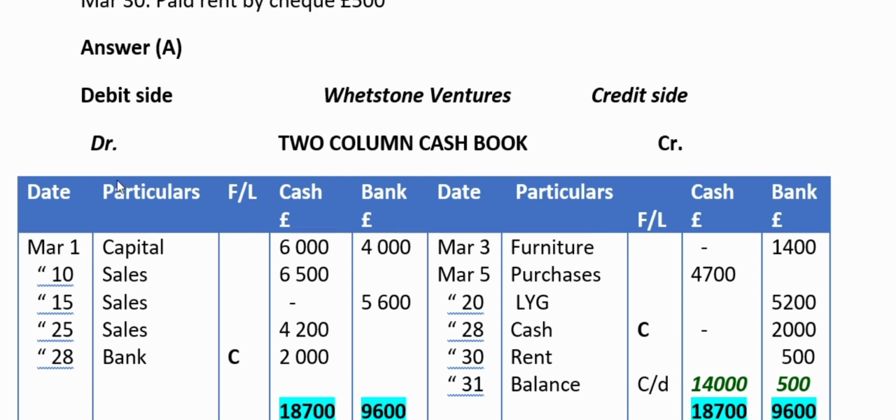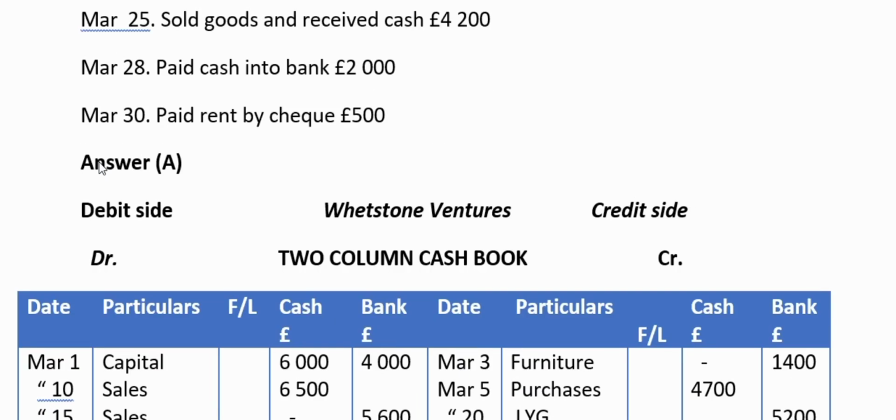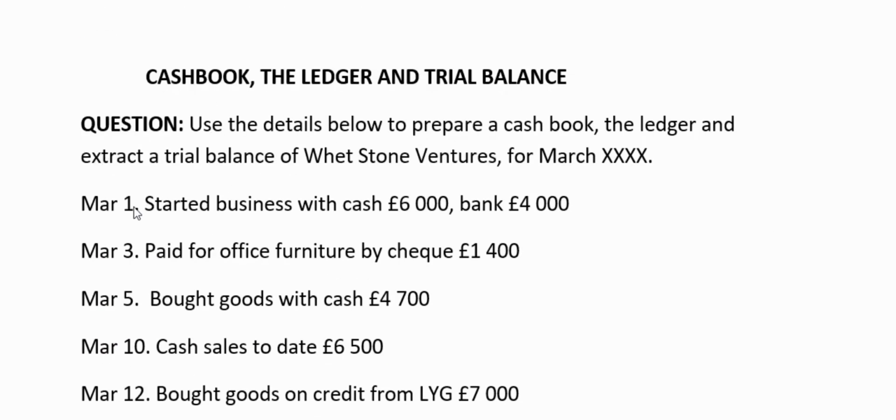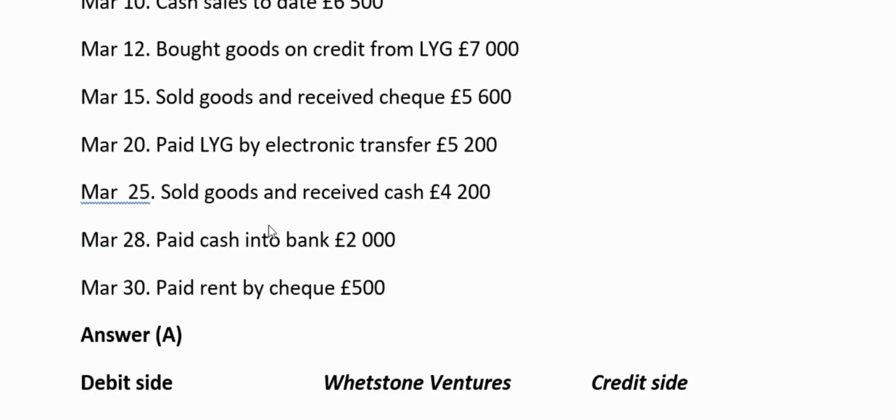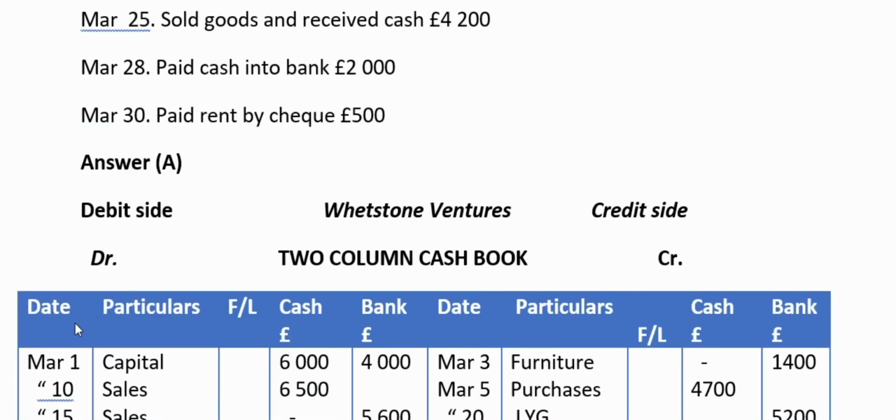When money is invested into the business, it goes to the debit side, such as the capital that is used to start the business. So the capital, as mentioned in the first transaction, March 1, started business with cash 6,000 and in the bank account 4,000. It will be recorded in the debit side, which is the left hand side. So as you can see, March 1, capital 6,000 in the cash column and 4,000 in the bank column.